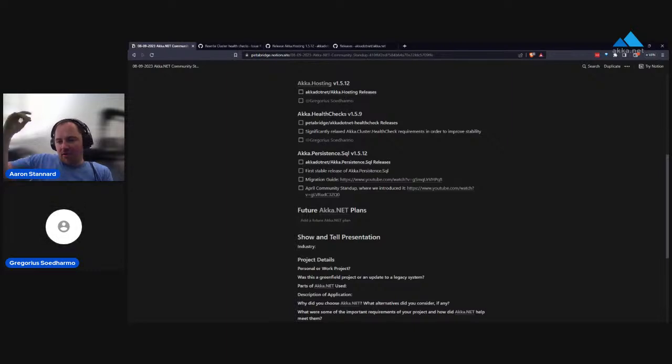Oh, go ahead, Gregorius. I'm sorry, also there's a nasty circular problem with readiness check. Akka needed to join the cluster before it declares itself ready. But sometimes Kubernetes would not start another pod until the first pod is ready. Yep. And if you're using Akka management in particular, that's a problem.